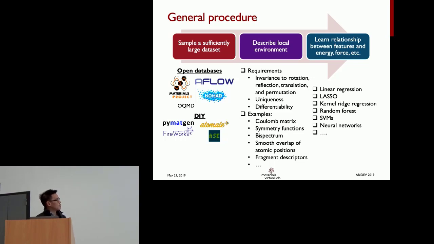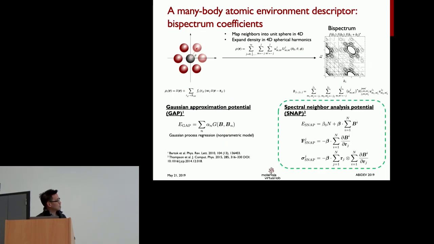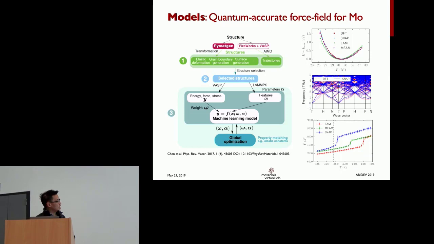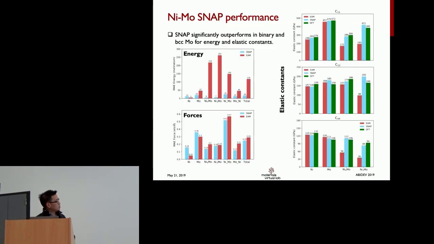People have developed a number of these descriptors. And then you use some machine learning model to learn the relationship between the energies, forces, and all these descriptors. The model that we have chosen is the bispectrum coefficient, which is essentially like the Fourier transform of the atomic density around each atom. By expressing the energy and forces as a linear model of these bispectrum coefficients, we can fit a model. We have developed a high-throughput framework in which to do this. And what we can show is that we can achieve very, very low errors compared to at least traditional interatomic potentials such as EAM in terms of predicting the energies, forces, as well as the elastic constants of these materials.